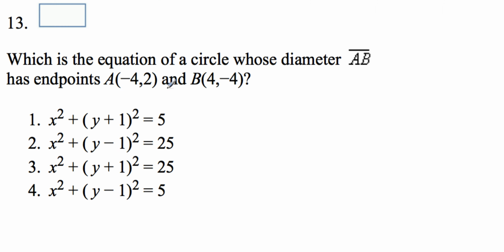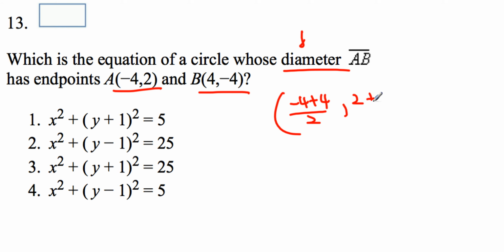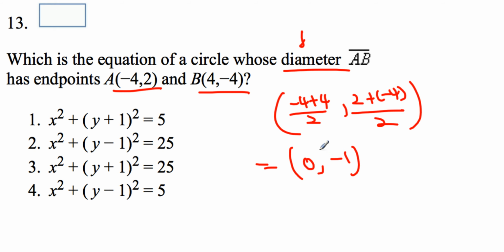Number 13. Which equation is the diameter whose endpoints are this way? As soon as you see the diameter, the midpoint becomes the center. So let's try to find the midpoint. So here we get (-4 + 4) over 2 and (2 + -4) over 2. Then this becomes 0. 2 plus -4 becomes -2 divided by 2 becomes -1. So center is (0, -1). Then which one would have been the answer? So obviously here we have choice 1 or choice 3.